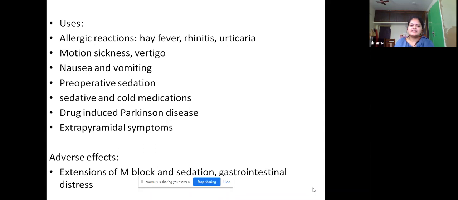An adverse effect, it is mainly the extension of M block, that is anticholinergic side effects. And they produce sedation, gastrointestinal distress.